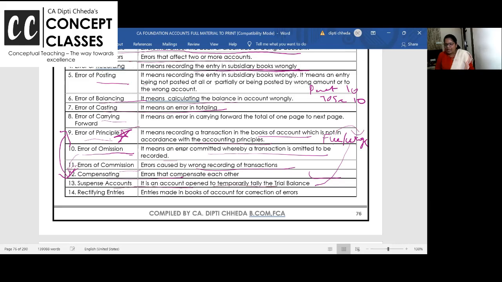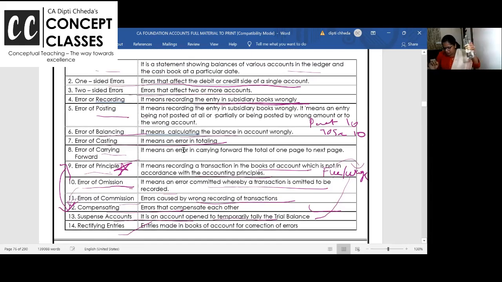Suspense account will come when trial balance is not tallying. When we prepare trial balance for arithmetical accuracy, if it is not tallying, then the suspense account will come into play. Right? And rectifying entries are the entries what you pass for correction. Put your doubts in the chat box. Are you all clear with all this?